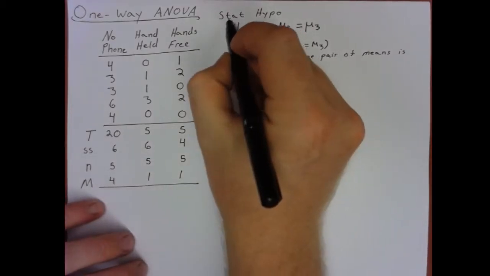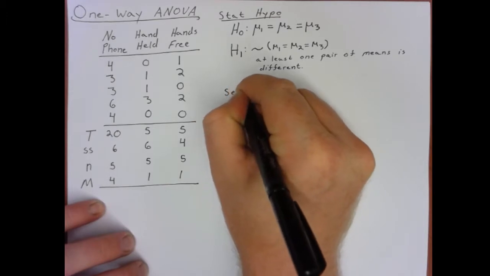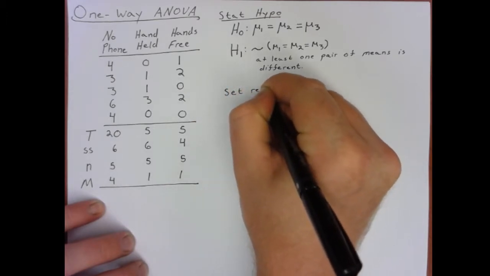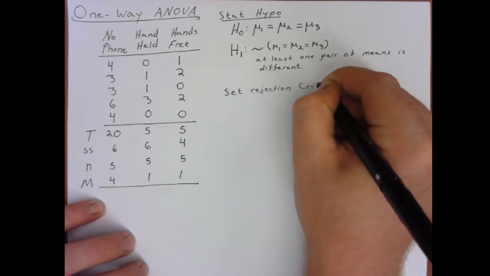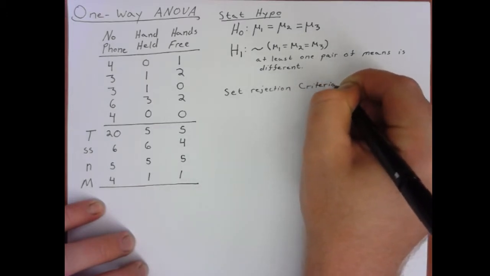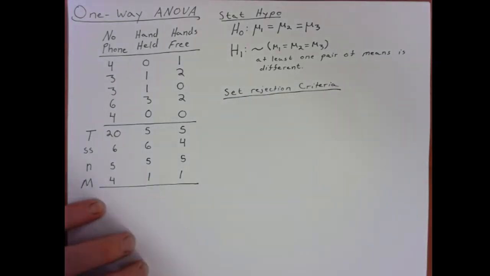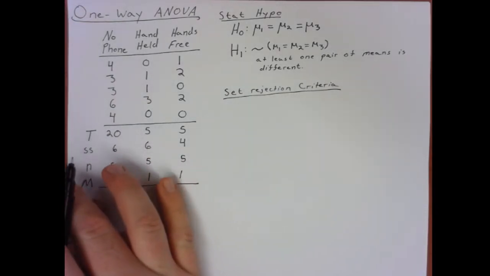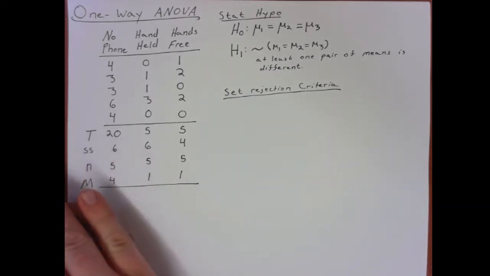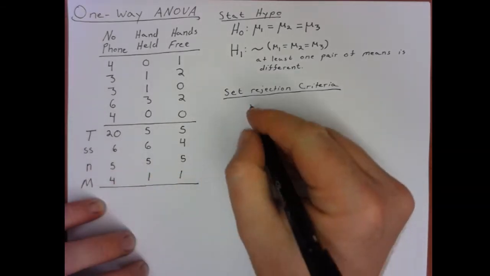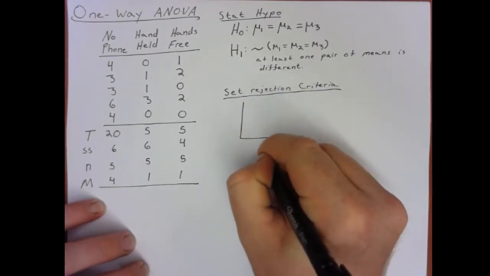Now, after we've stated our hypotheses, the next thing we need to do is set our criteria for rejection. All right. Now, we are going to conduct an F-test to run this ANOVA. If you hear F-test and ANOVA, they're very, very similar things, and ANOVA is a type of F-test. An F-test looks things up based on the F distribution.